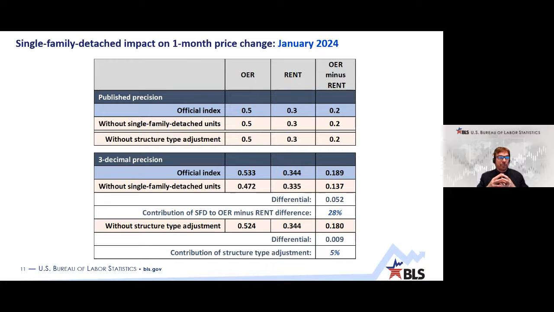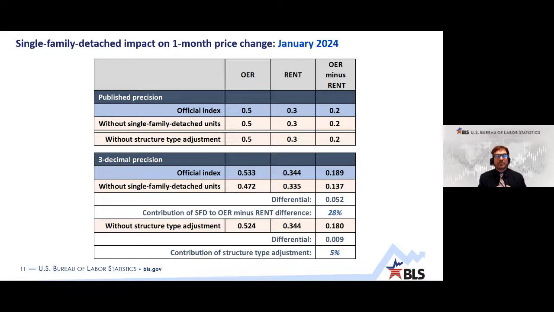We removed the structure type adjustment altogether. Before the adjustment, remember the unit level weights. This is technically how the analysis was done. The housing unit level weights for OER within a segment were equal. After the adjustment, they became unequal, with more weight on single family detached units than non-single family detached units. To take that adjustment out, you simply set the weights equal by removing the adjustment.